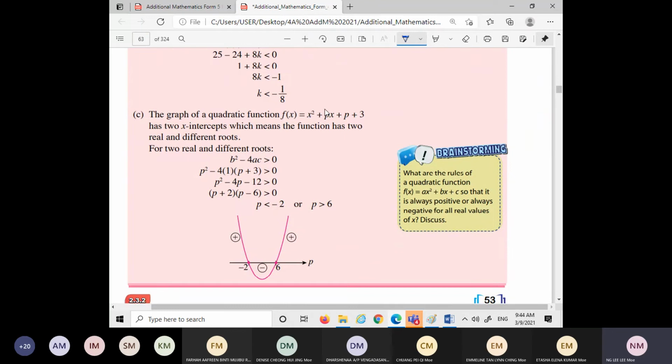Same thing. Here the A is 1, B is P, C is P plus 3. So set B squared minus 4AC greater than 0. Then this is the answer. Remember this part when you have a quadratic equation or quadratic inequality. You have to remember the 3 methods. If you don't want 3 methods, then you have to memorize the conclusions.